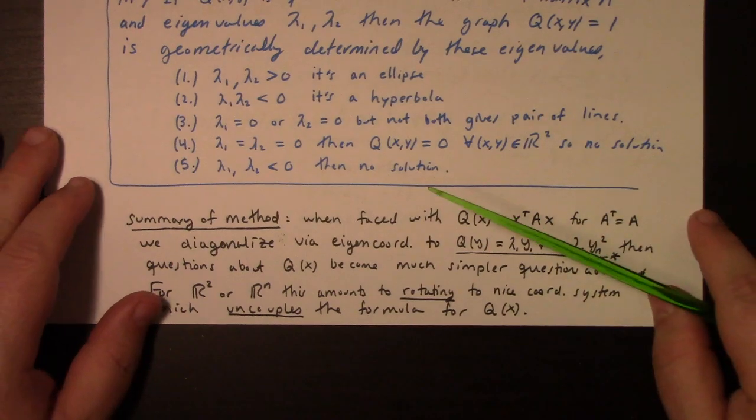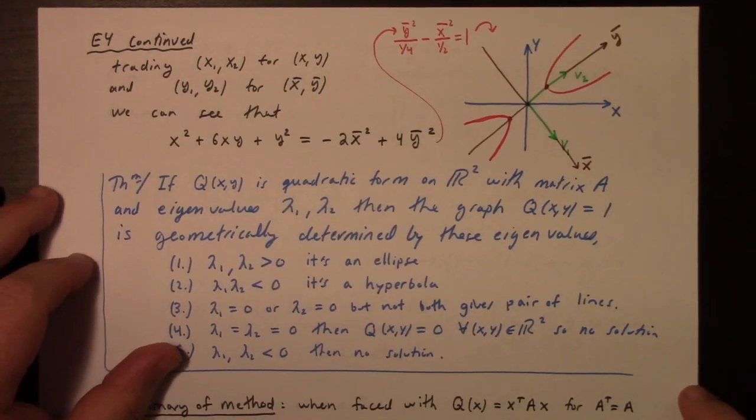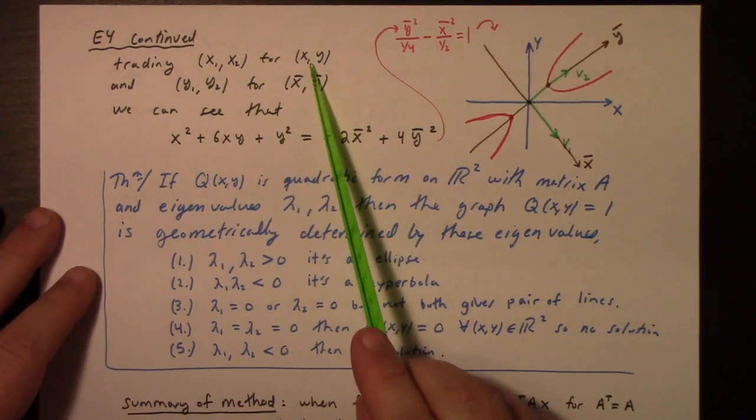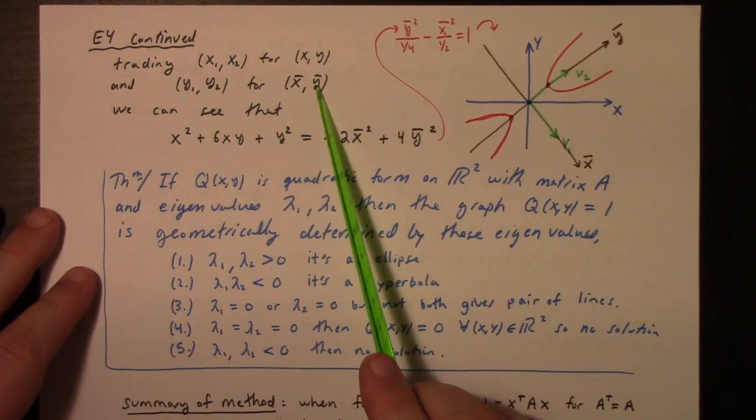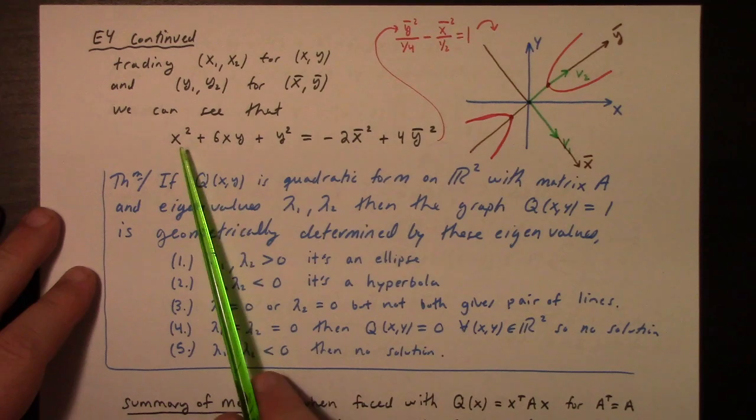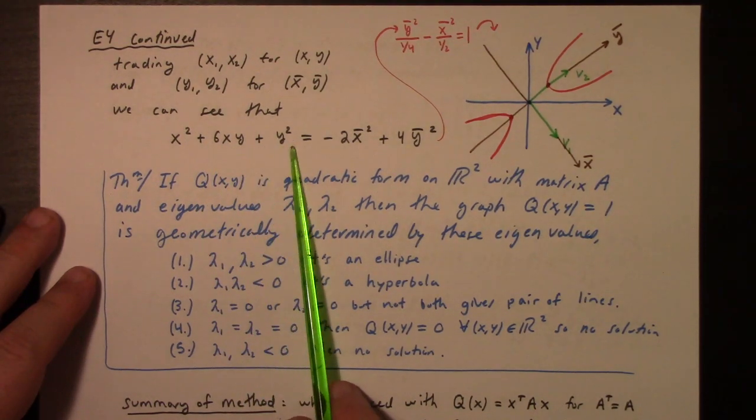All right, so moving on. Example 4 continued. We have this here. If we trade notation x1, x2 for x, y, and we trade y1, y2 for x bar, y bar, as I often do, then what's going on is you start with Cartesian coordinates x and y. We've had this expression x squared plus 6xy plus y squared.